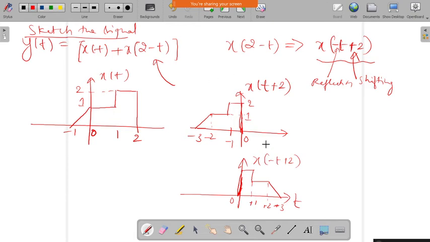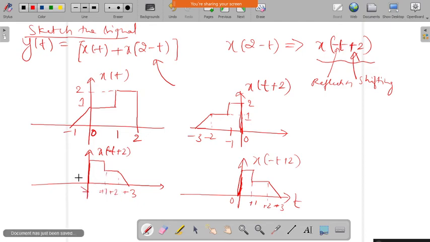So now this is x of minus t plus 2. Now we have to add this x of t to this one. Write down the x of t below this one, minus t plus 2, or 2 minus t. So it is given like this: minus 3, this is minus 2, this is plus 1, and this is 0. 0, 1, 2, 3.